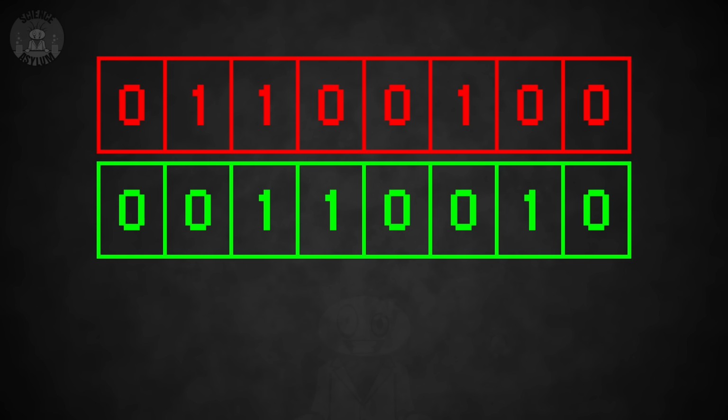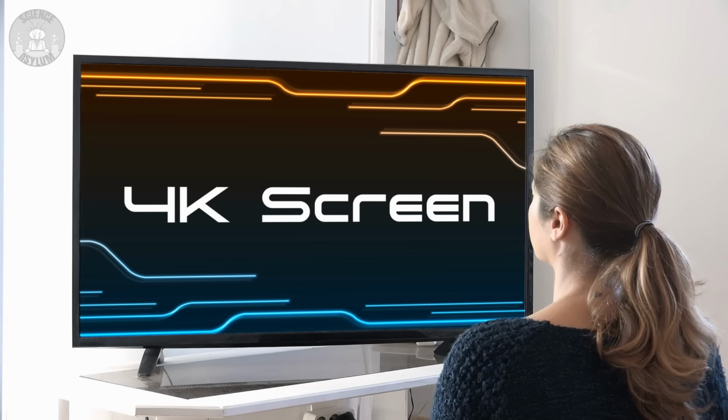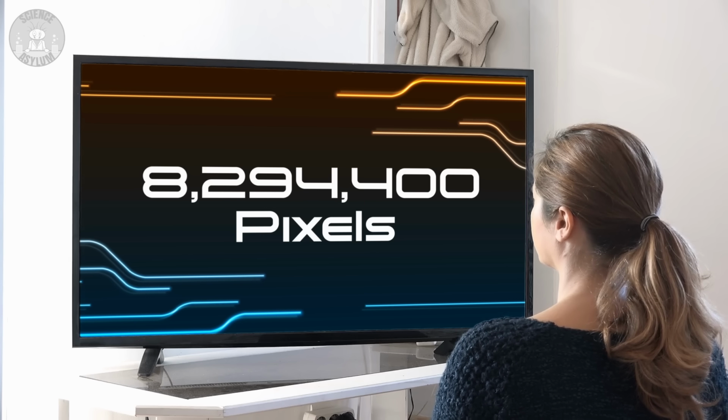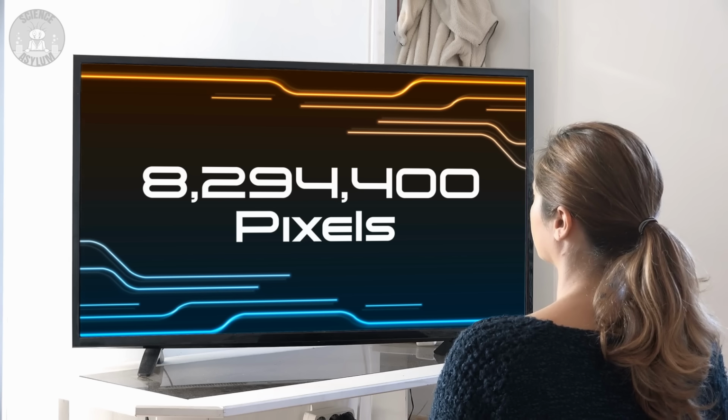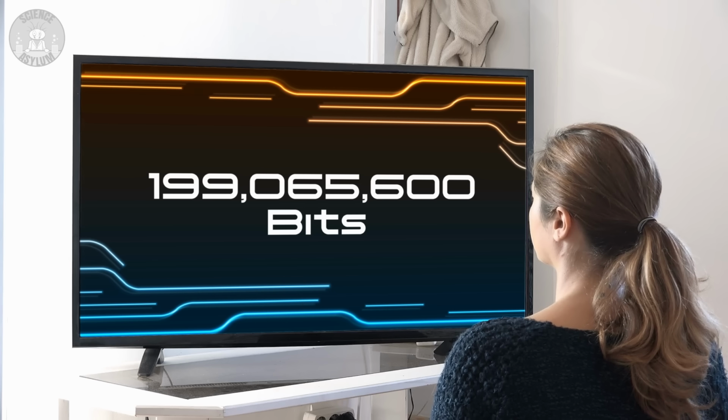16 million colors is 8 bits, or 1 entire byte for red, 1 byte for green, and 1 for blue, per pixel. Also known as 24-bit color. A 4K screen has over 8 million pixels, which comes to a grand total of 199 million bits. If we only used 7 bits for color instead of 8, we'd have 2 million available colors, and it would save us almost 25 million bits. So why don't we do that?